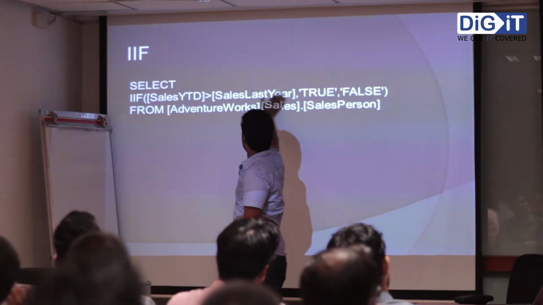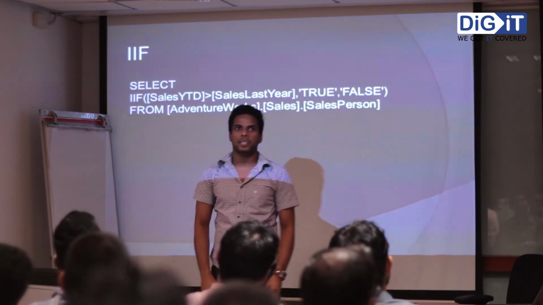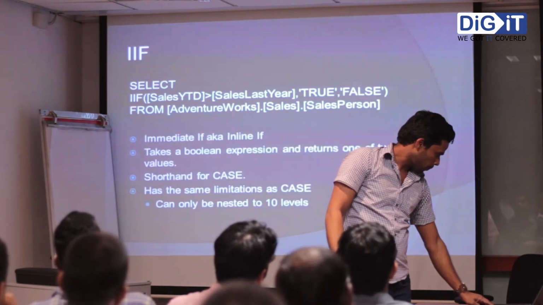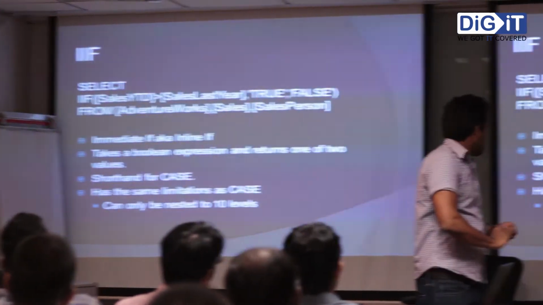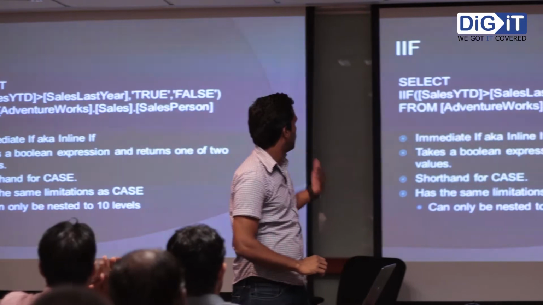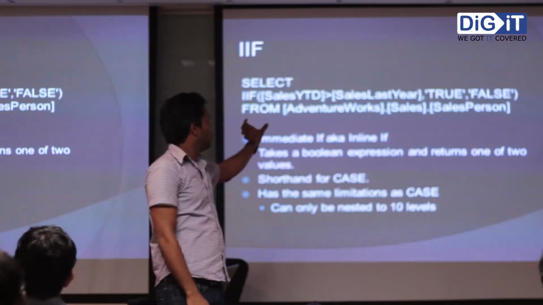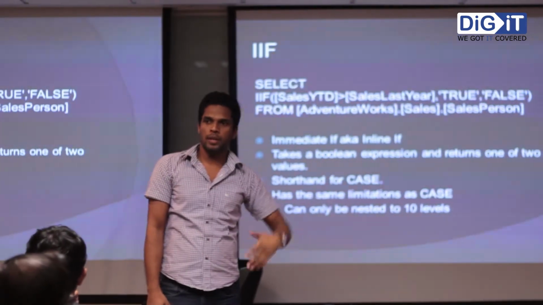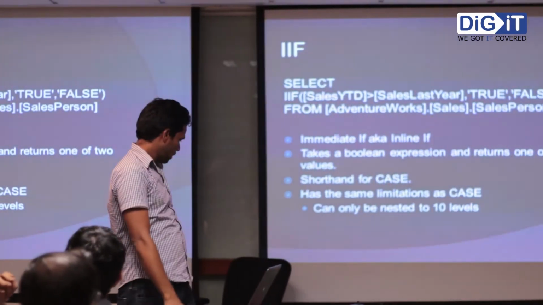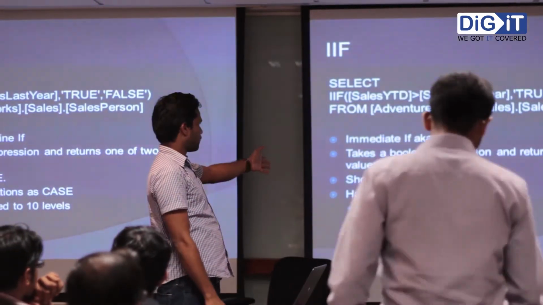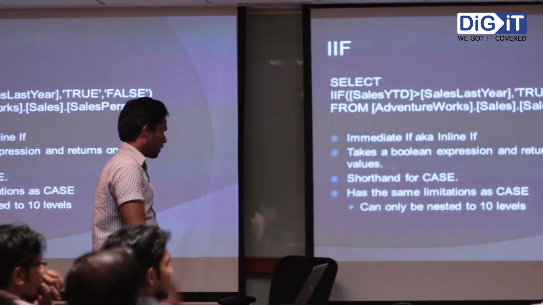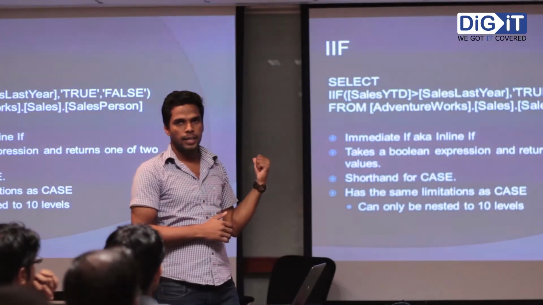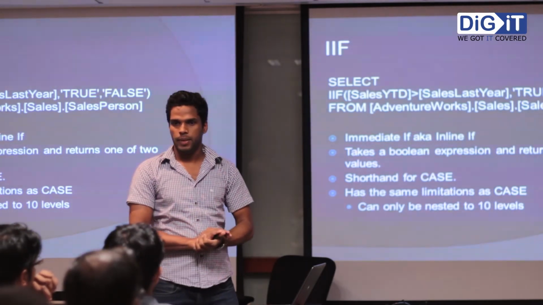It's a single line CASE. We have used CASE in SQL Server, right? So this is a single line CASE. IIF takes the expression and returns one of two values. So I can evaluate the Boolean expression in a single line and use whatever value if it is true and whatever value if it is false. Same as CASE. And there's this limitation: a CASE can only be nested to 10 levels. You know, with a nested CASE, whereas you can have a nested IIF, right?